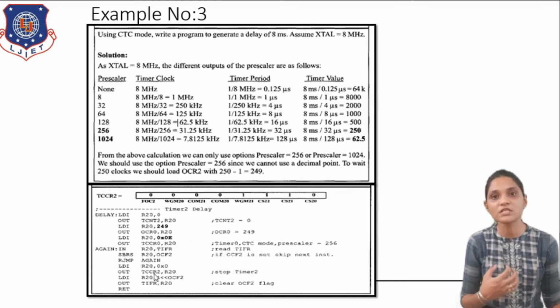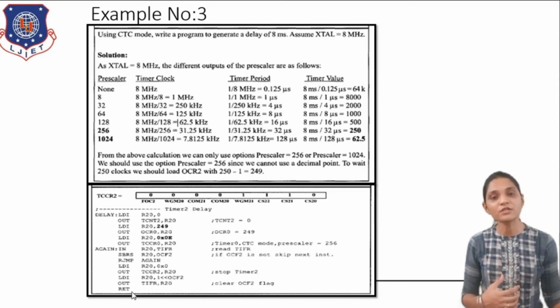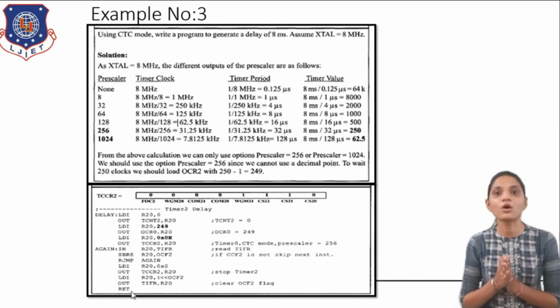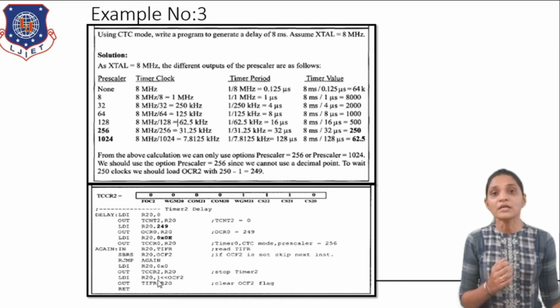For this we have to load 0 inside the TCCR2 register by using these two instructions: LDI R20, 0, and then send it to the TCCR2 register. After that you have to clear the flag of the OCF2, and this can be done by this instruction: LDI R20, 1 shift left OCF2.